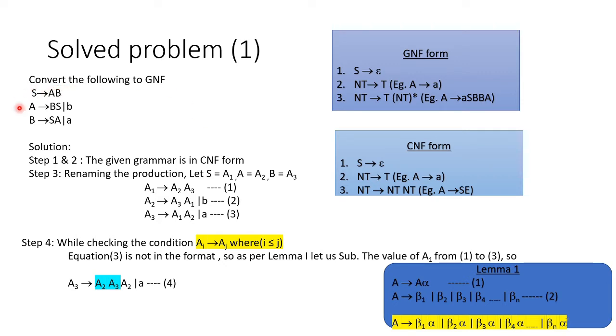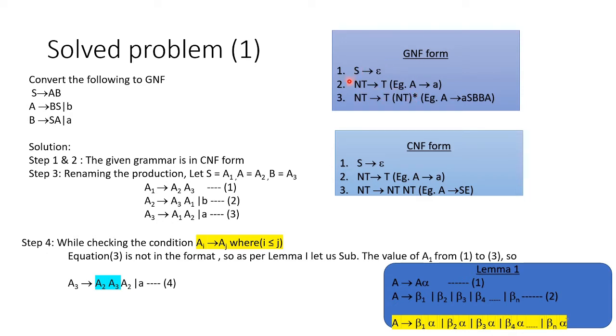So here they have given some grammar and they ask us to convert it into a GNF. And here for simplicity I have given the CNF and GNF forms. CNF form means a non-terminal gives a terminal, and a non-terminal gives exactly two non-terminals, whereas a GNF form is something like a non-terminal gives a terminal, and a non-terminal gives a terminal with n number of non-terminals.